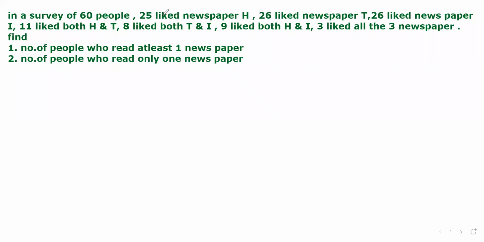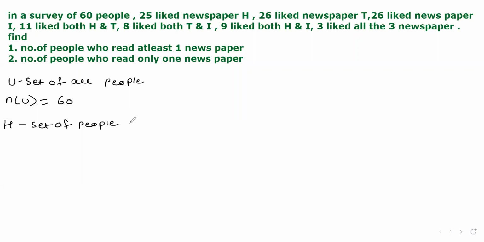In a survey of 60 people, 25 people like newspaper H, 26 like newspaper T, and 26 like I. So total there are 60. Let U be the universal set of total people, the set of all people. So the number of people in U is 60. Then let H be the set of people who like newspaper H. Number in H is 25.